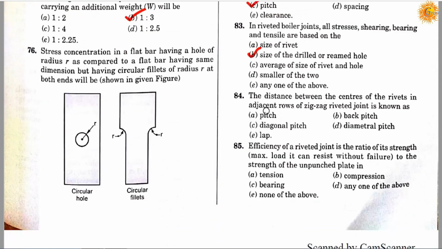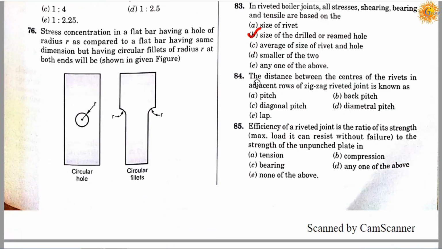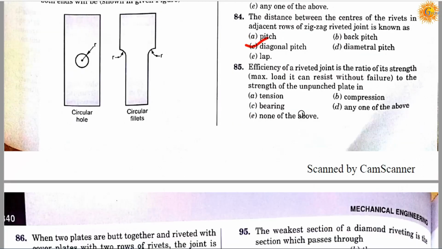Question number 84. The distance between the centers of the rivets in adjacent row of zigzag riveted joint is known as. Option A is pitch, option B is a back pitch, option C is a diagonal pitch, option D is a diametral pitch, option E is a lap. Correct answer is C. It's called diagonal pitch.